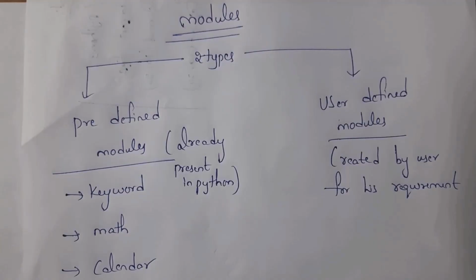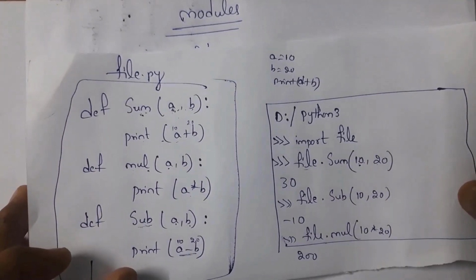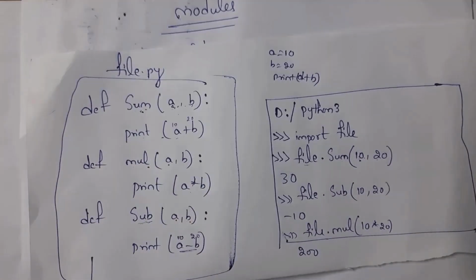Modules are classified into two types. They are predefined modules and user-defined modules. Modules which are created by users for their requirement are known as user-defined modules. For example, if you consider the previous example, in this example I created a module, that is fibo.py. I created this module for my requirement. So we call this module a user-defined module.